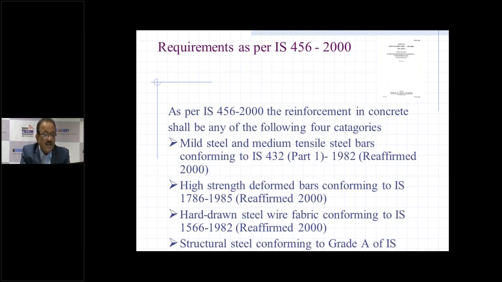What are the requirements as per IS 456-2000? As per IS 456-2000, the reinforcement in concrete shall be any of the following four categories. So BIS recommends that there are four categories and any one of the four could be used in the construction. Number one is mild steel, conforming to IS 432, high strength deformed bars, conforming to IS 1786-1985, hard drawn steel wire fabric, conforming to IS 1566, and structural steel conforming to grade A of IS 2062. So these are the four categories. All these four categories can be used for construction.